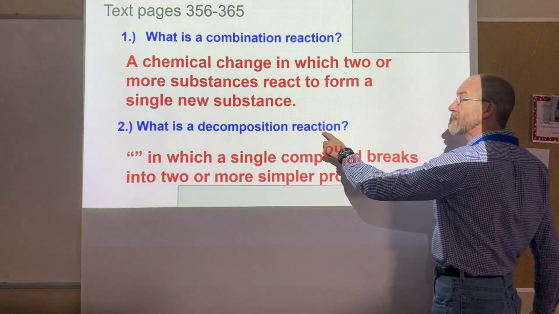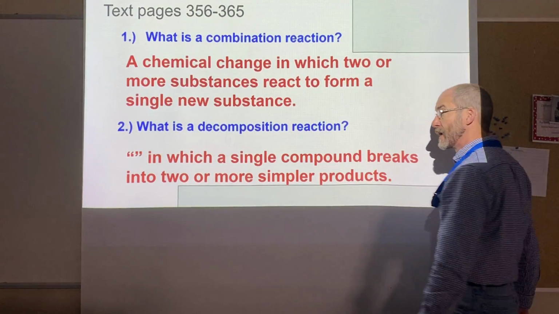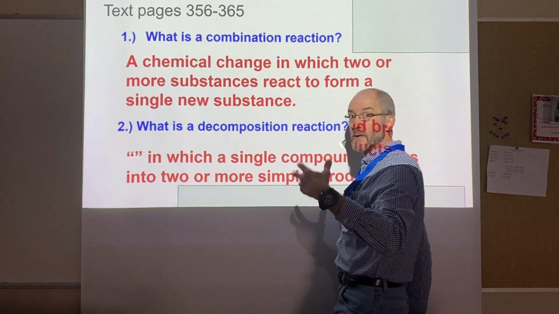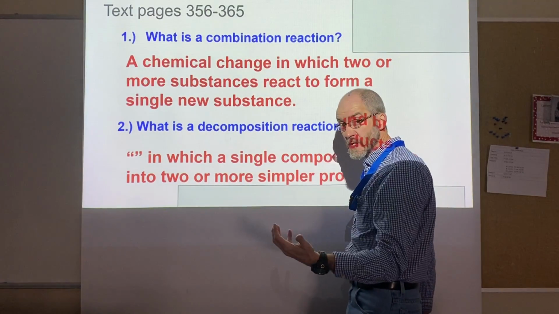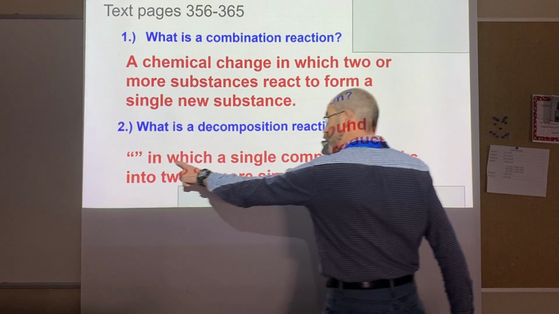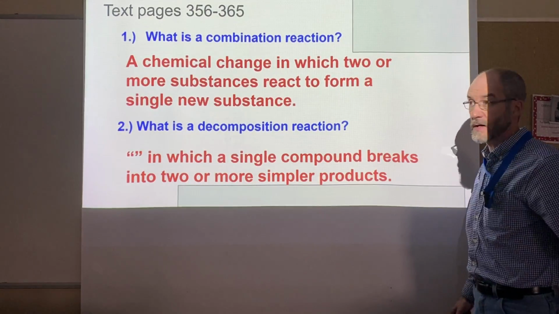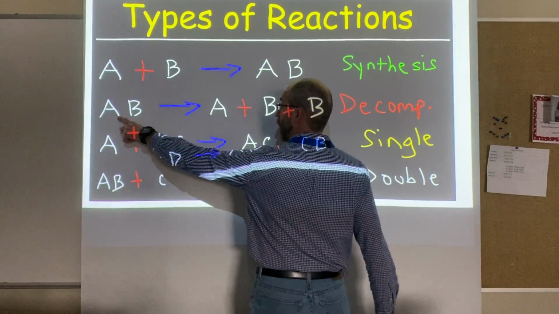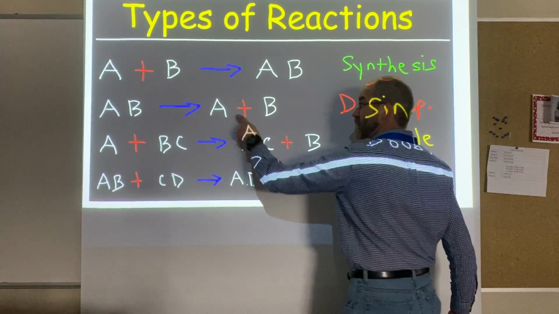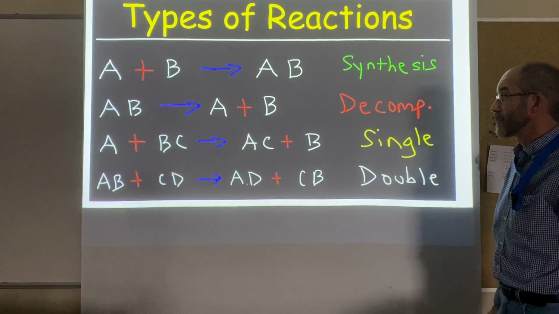What is a decomposition reaction? It is a chemical change. We keep harping on that: chemical change, chemical change. You're getting something different, remember? A chemical change in which a single compound breaks into 2 or more simpler products. What do we have here? We have a compound breaking into 2 or more simpler products. Let's keep it simple.